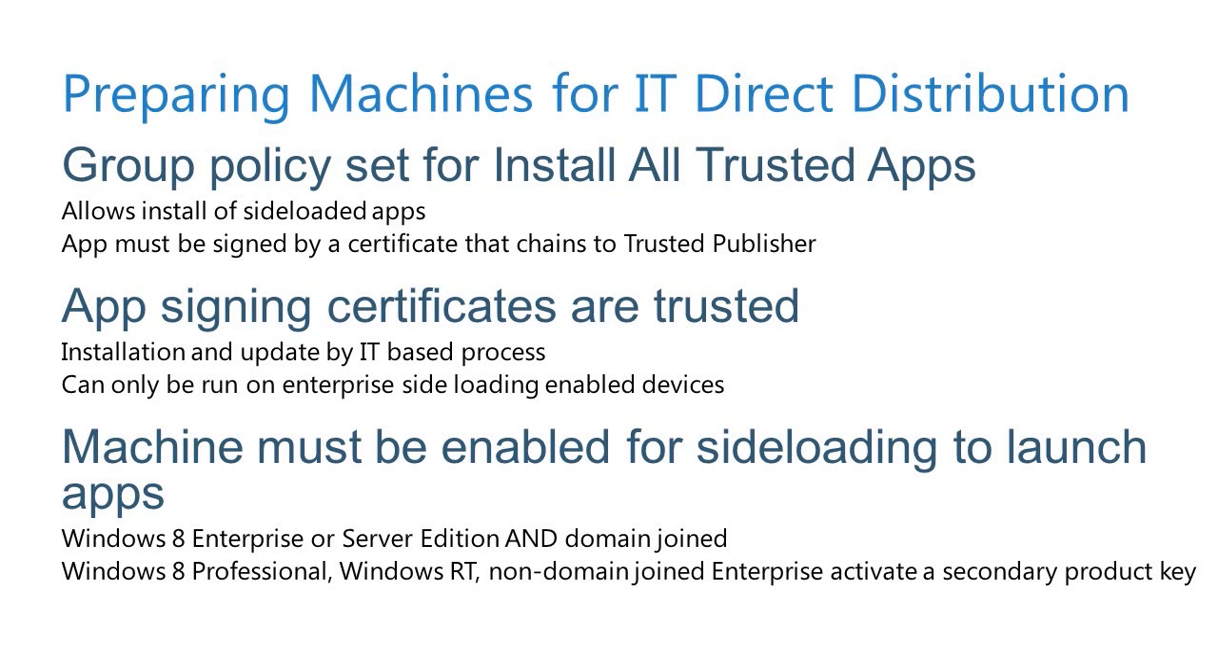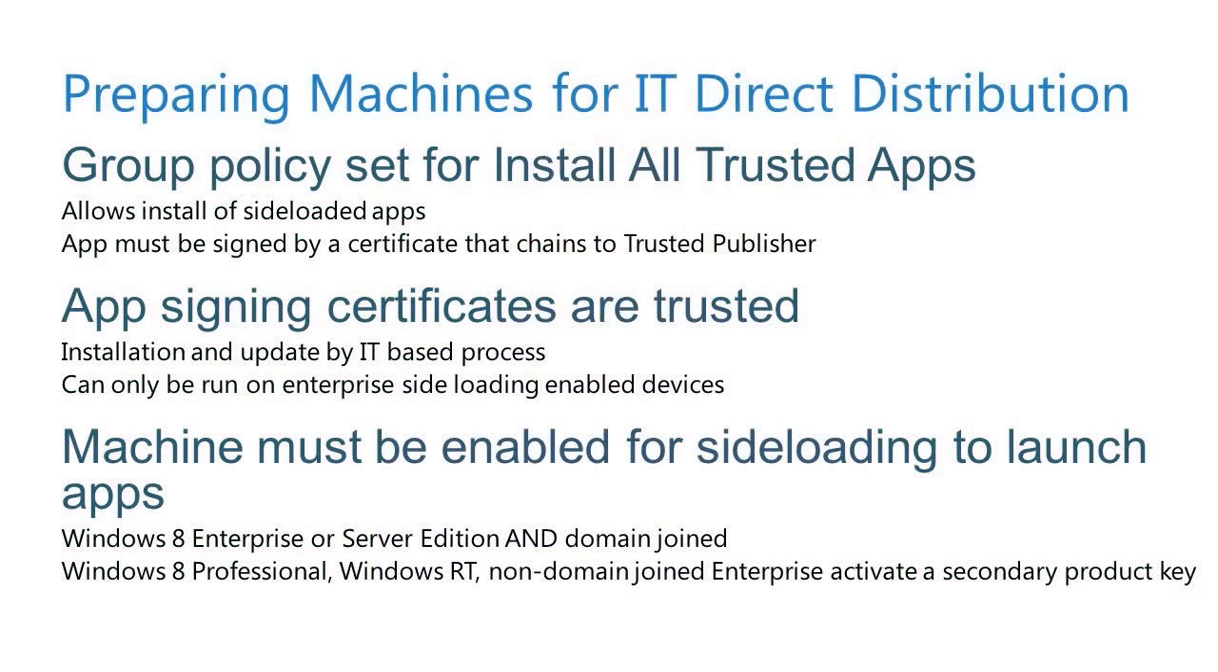The app signing certificates need to be trusted, so if the enterprise is not using a certificate authority that Windows automatically trusts, then they're going to need to deploy their own custom certificate into the trusted publishers on all of the machines that want to be deployed to. Again, these apps can only be run on enterprise sideloading enabled devices.